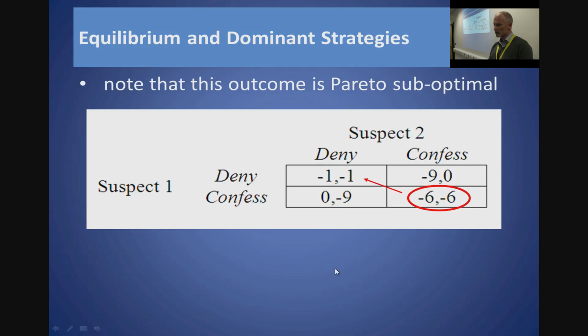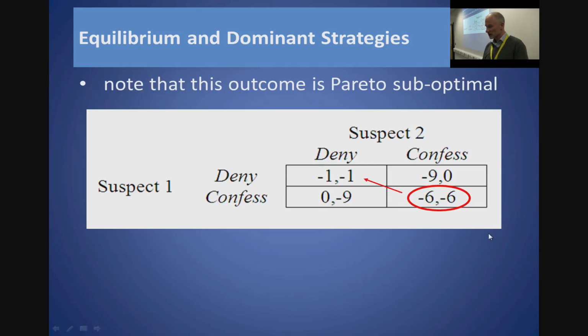Compare that, though, to that outcome there, where they both choose to deny. If they both chose to deny, they would each spend just 1 month in prison. So we can say, if our most plausible outcome is this one here, where they're spending 6 months in prison, that must be Pareto suboptimal. Remember what we did before when we looked at intermediate micro? We defined this concept of Pareto optimality. We have a Pareto efficient outcome, or Pareto optimal outcome, when it's not possible to make someone better off without making someone else worse off.